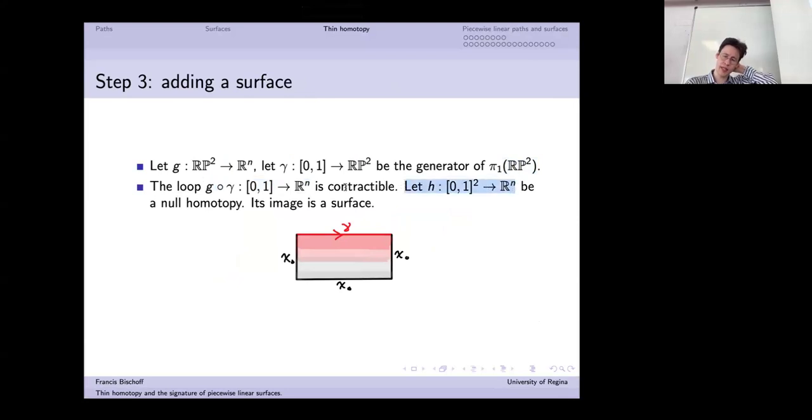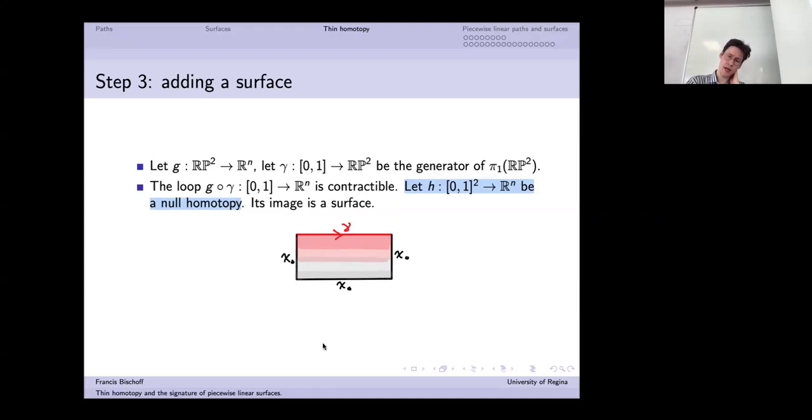So I'm going to let H be a null homotopy. Its image is going to be a surface, like a disk, which bounds that loop. And I've drawn a surface here of the homotopy. On the top edge, it's my loop gamma, and on the three sides, it's a base point.